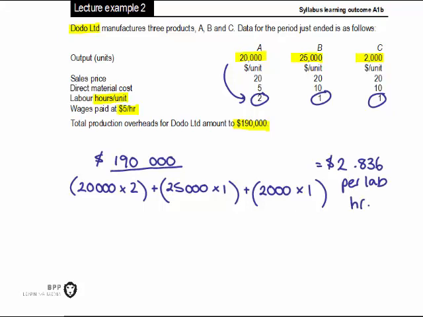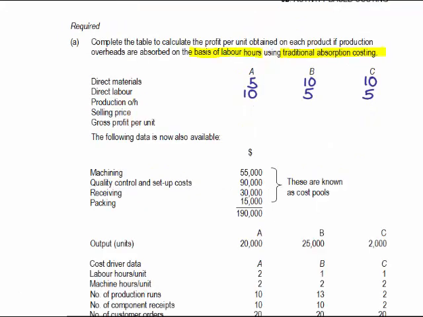So when we absorb this into our products, A is going to get 2 times it because it's 2 hours, and B and C are only going to get 1 hour's worth. So 5.67 for A, 2.84 for B, and 2.84 for C. So those are all the costs.